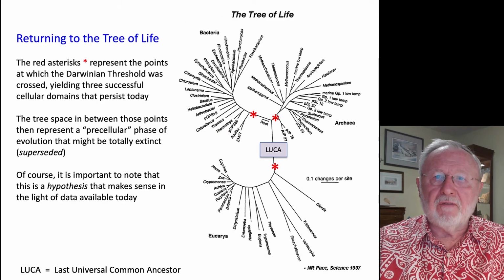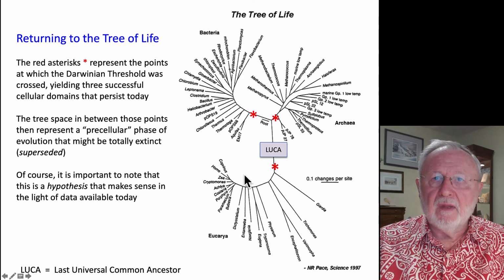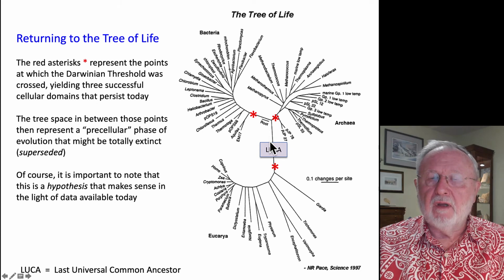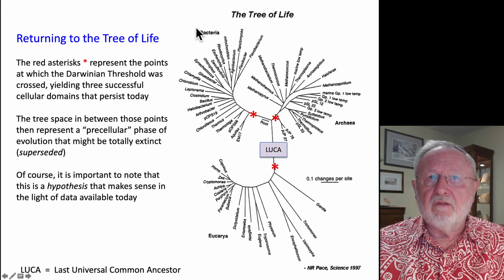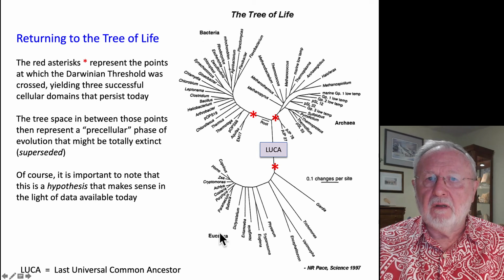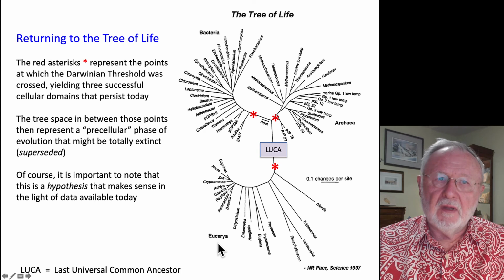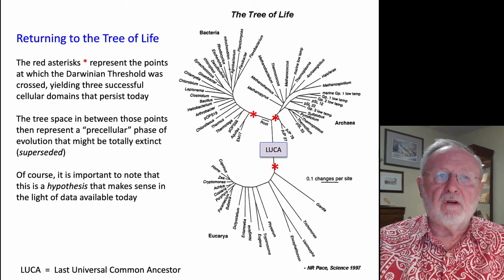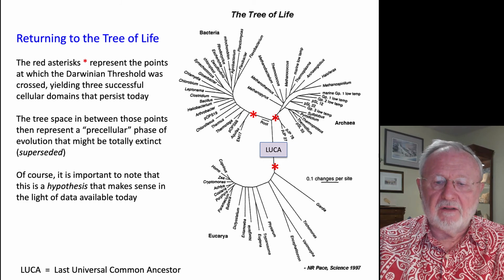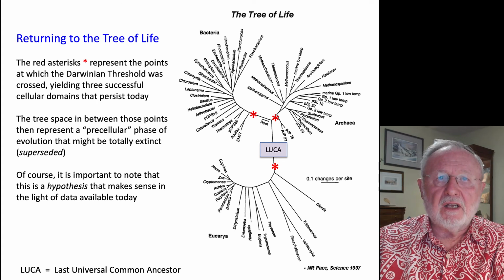So let's return to the tree of life, which was introduced with the concept of trees in lecture 7. And the asterisks here represent points at which the Darwinian threshold was crossed. So since the time in which we had horizontal transfer and the emergence of membranes, we've seen the emergence of lineages of archaea, of bacteria, and of eukarya. We'll talk more about the differences between archaea, bacteria, and eukarya in future lectures. It's important to note that all family trees are a hypothesis. They are a hypothesis to best explain the patterns we see based on the data that are available today, and trees can change as we get more understanding.